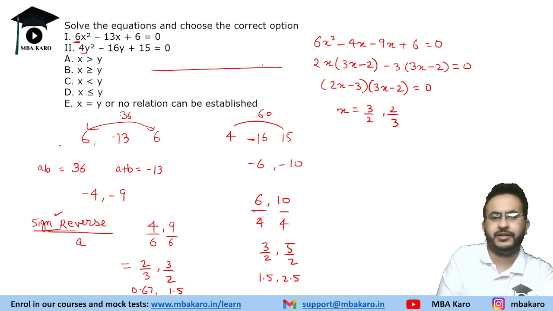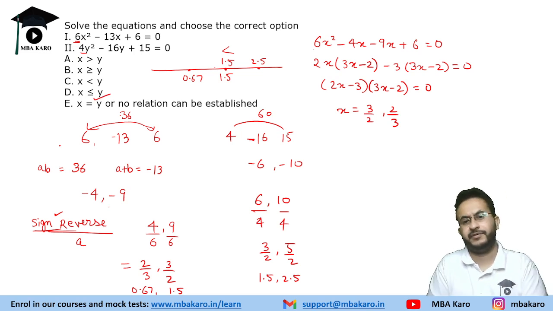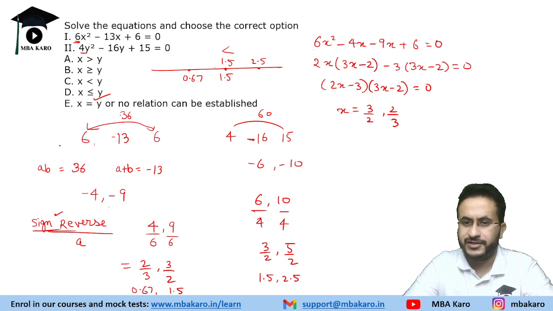So if you put them on a number line, x is 0.67 and 1.5, and y is 1.5 and 2.5. Okay, so y is greater than or equal to x. So this is how we solve the equations when the coefficient is not 1.